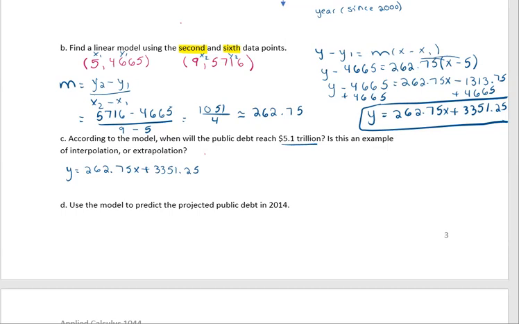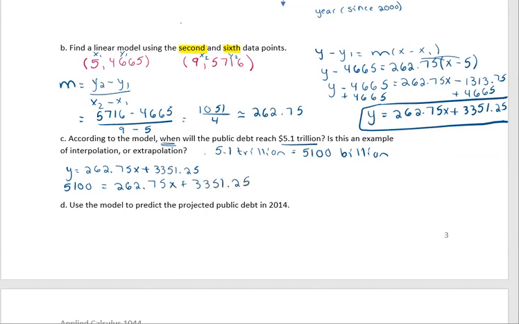Now we need to be careful. It says 5.1 trillion. Well, 5.1 trillion is not the units that we were using before. Remember from our chart, everything was in billion. So the first thing we need to recognize is that 5.1 trillion is really 5,100 billion. Now we have everything in the same units, and now we can compare. So we want the public debt to reach 5,100 billion. So that means our y value is going to be our 5,100 billion. And we're trying to figure out when that will occur. So when is our x? When is that time?